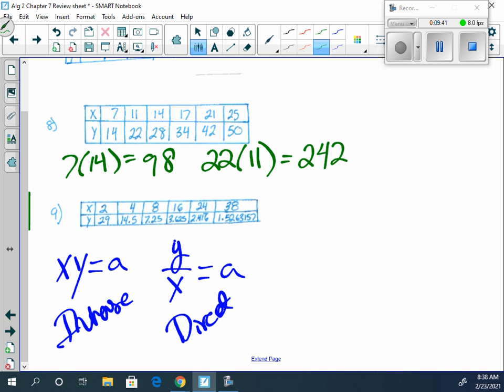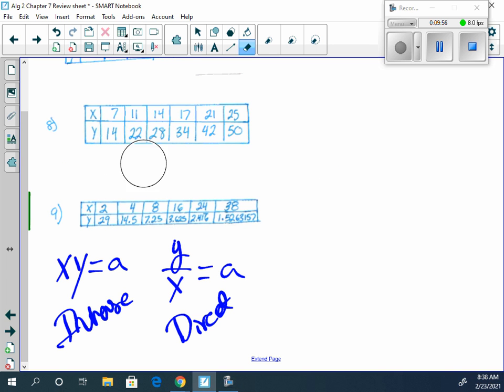Well, since these don't give us the same value, it's not going to be inverse, because again, when we're plugging these in, we're wanting to get the same value. We're wanting to get this constant term a, because again, x and y vary directly or inversely with a constant amount. So inversely doesn't work. So I can go on to direct.